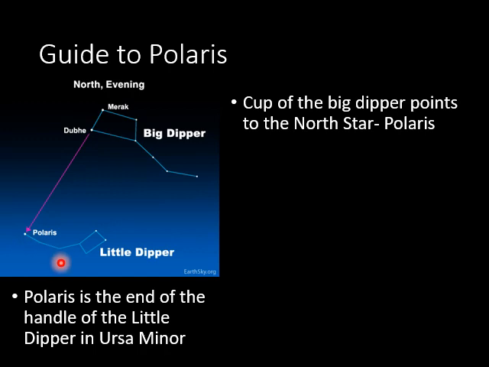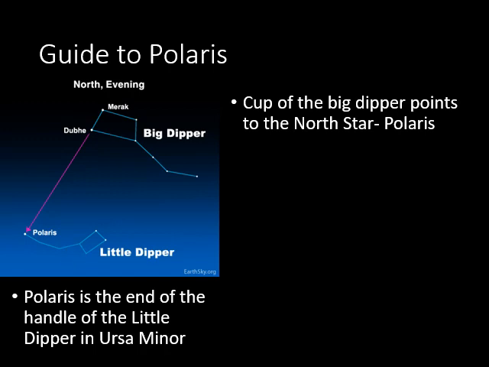Notice that Polaris is also the end of the handle of the Little Dipper. So there are stars, and they're very faint, but there are some stars that actually trace out the handle and the cup of the Little Dipper, and they tip in opposite directions. We often imagine the 2 dippers being able to pour water into each other's cups.